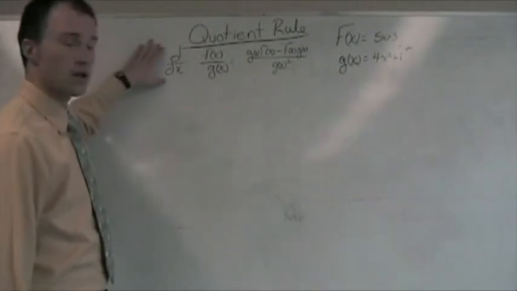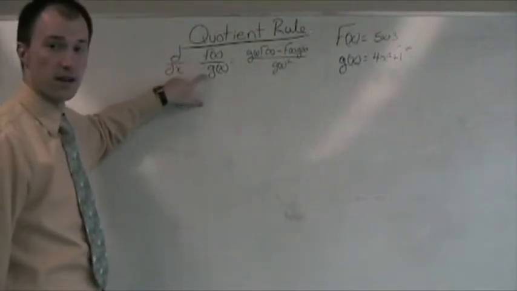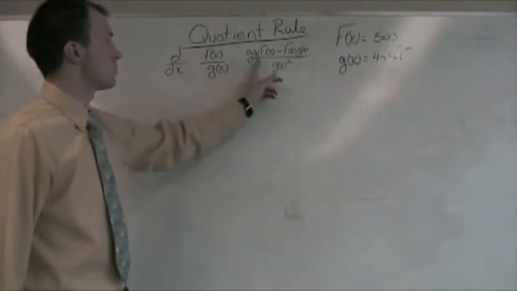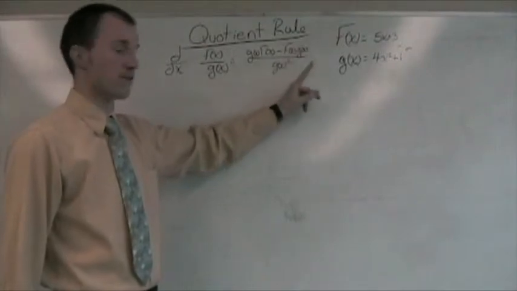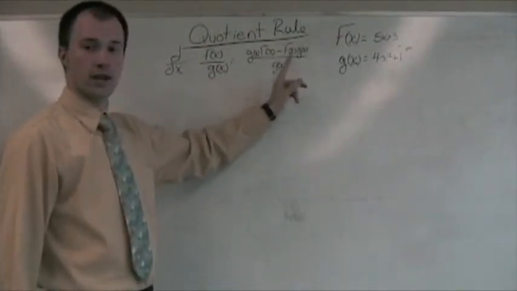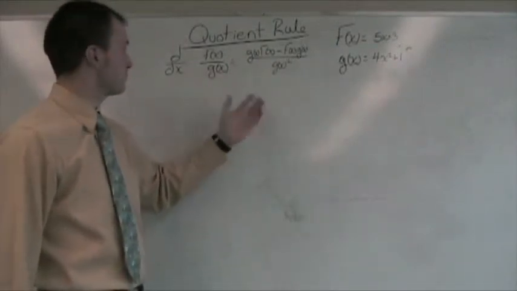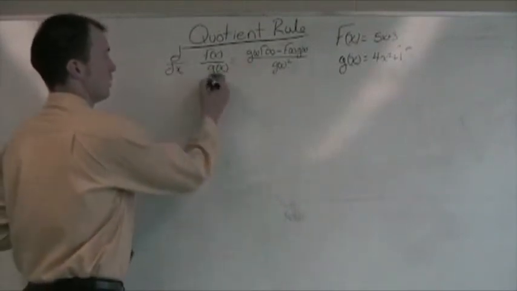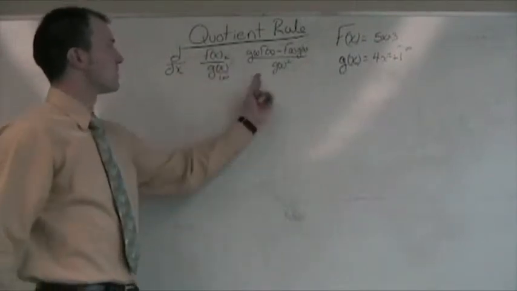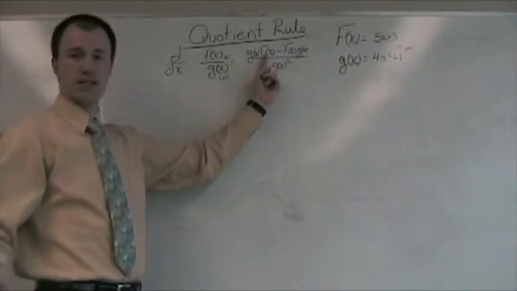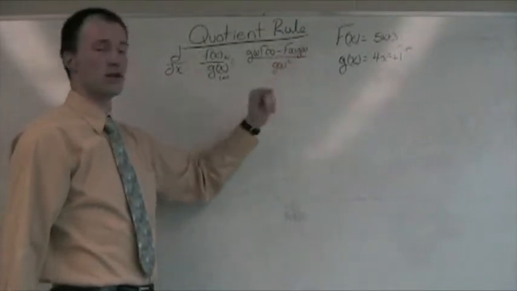But focusing on quotient rule, we've got the derivative with respect to x of some function f of x divided by another function g of x is going to be equal to g of x times f prime of x minus f of x times g prime of x, all divided by g of x quantity squared. A quick pattern that you might remember is if we call g of x the low function and f of x the high function, we could say that it's low d high, d standing for derivative, so low d high minus high d low over low squared.